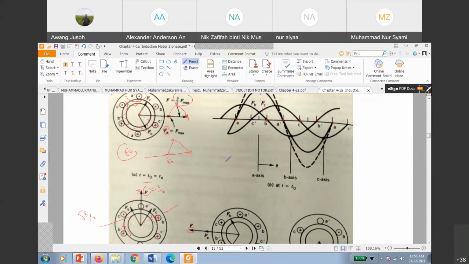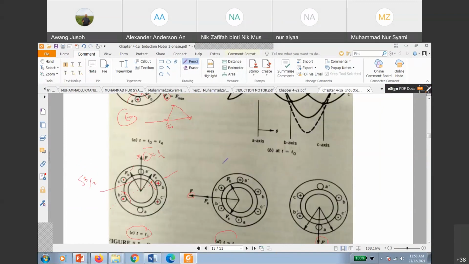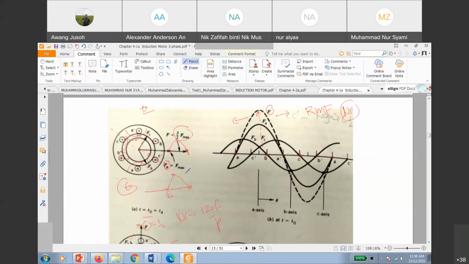That is if we have the sequence ABC, that is IA, IB, IC, red, yellow, blue, ABC. This is what we call the rotating flux in the machine. So the flux rotates in the anti-clockwise direction with the speed of ns equal to 120 f divided by P. We display it by using the phasor diagram.